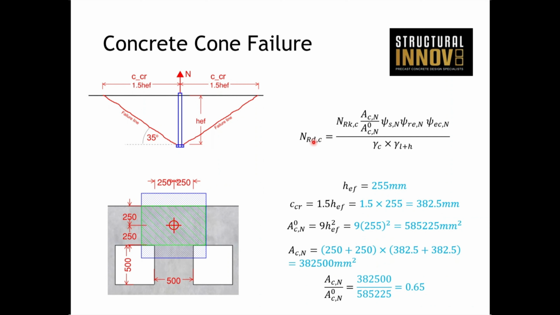In order to get our design capacity, we get a characteristic capacity, area factors, as well as a few other factors, divided by your partial safety factors. And it's all a function mainly of the effective depth, which we have as 255. We need to understand how much concrete area is available to us. So the blue outline here is the critical area, the area that if you have more than, you do not need to consider any area reduction factor.